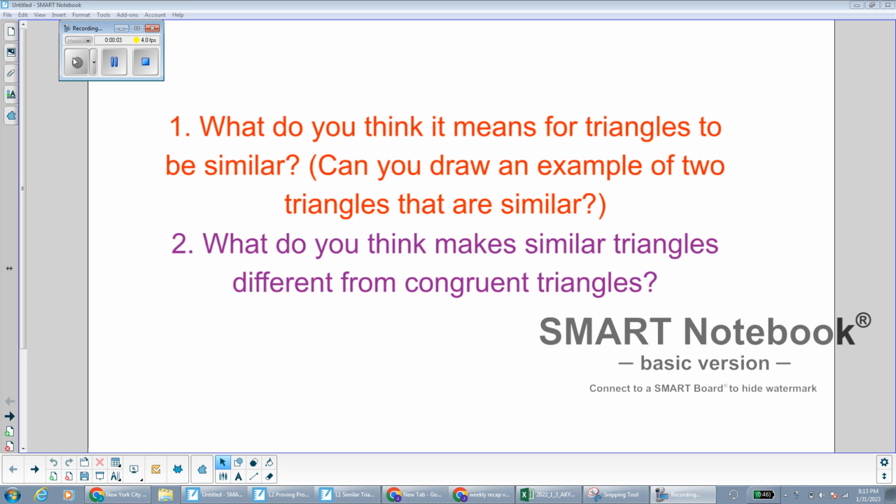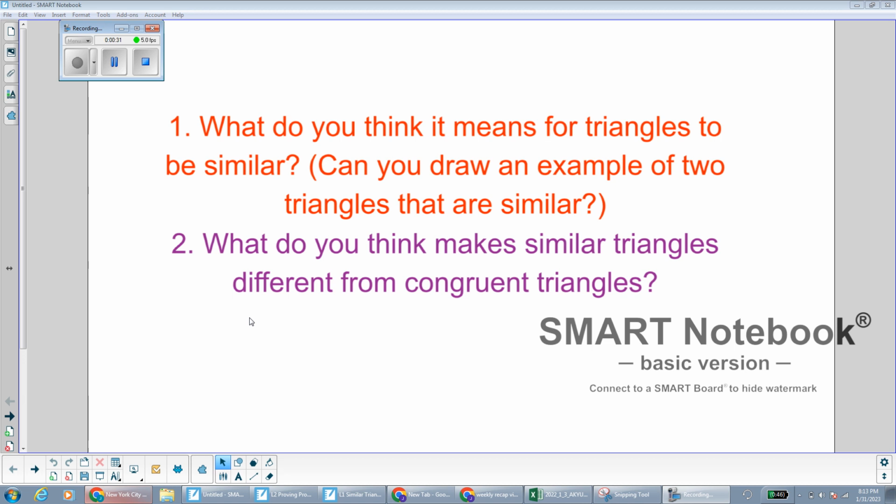Think about what it might mean for triangles to be similar. What do you think makes similar triangles different from congruent triangles? You might be thinking, congruent triangles are exactly the same size and shape. So maybe similar triangles aren't exactly the same. Maybe they have different sizes. If you were thinking that, you'd be absolutely correct.